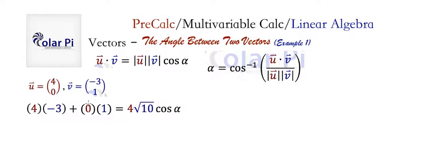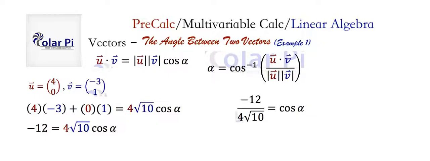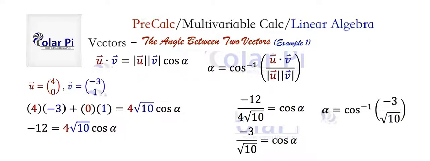On the left side, I do the multiplication and then the addition, and I get negative 12, because I've got negative 12 plus 0. So my next equation says negative 12 is equal to 4 root 10 times cosine alpha. I can divide both sides of this equation by 4 root 10 to get this, and simplify a little bit more and write this. At this point I take cosine inverse of both sides, and so alpha is cosine inverse of negative 3 divided by root 10.